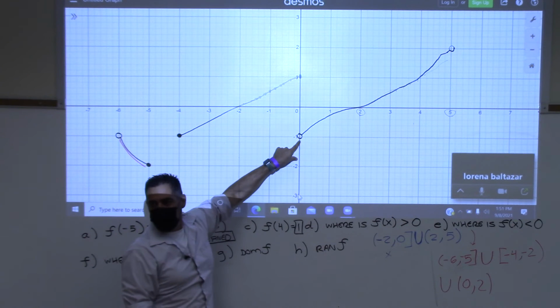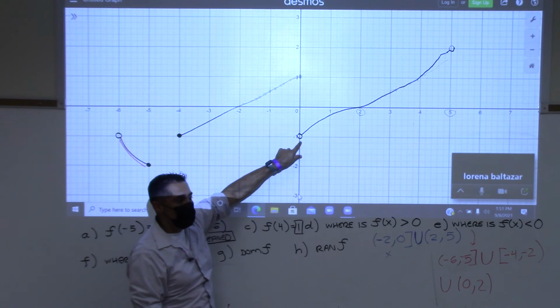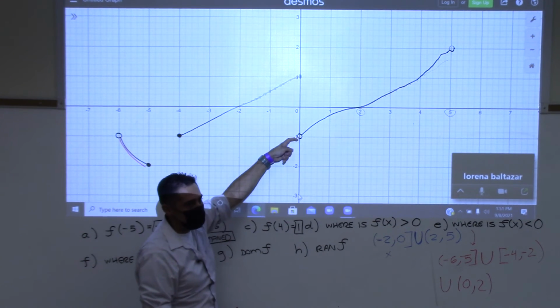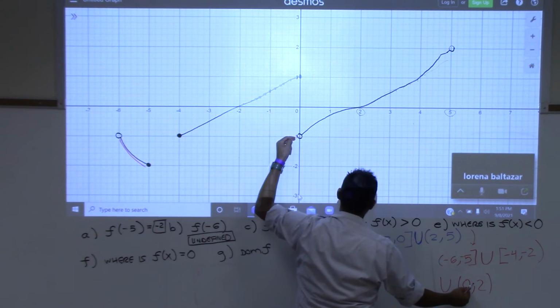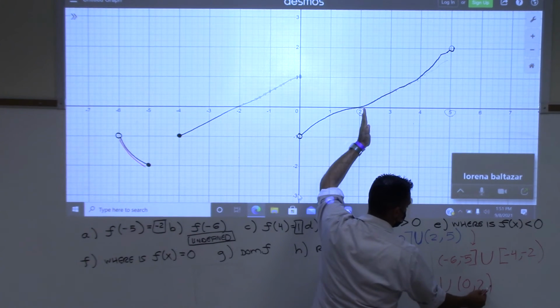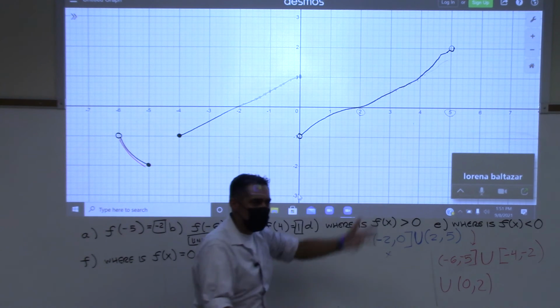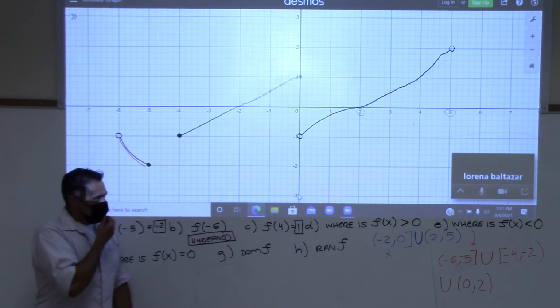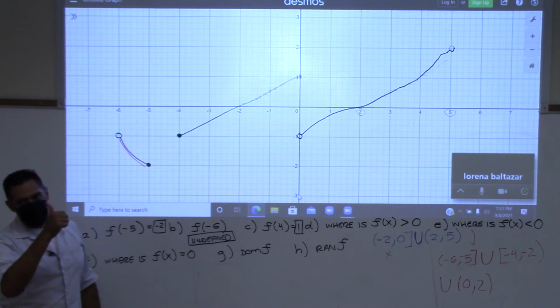At 0, you can't put a bracket because there's no point here, so you can't tell me what the output is. But to the right of 0, all the way till you get to 2, it stays negative, but at 2, it's 0, so you can't put 2, right? You done? Yeah. Okay, good. Greg, that's great.